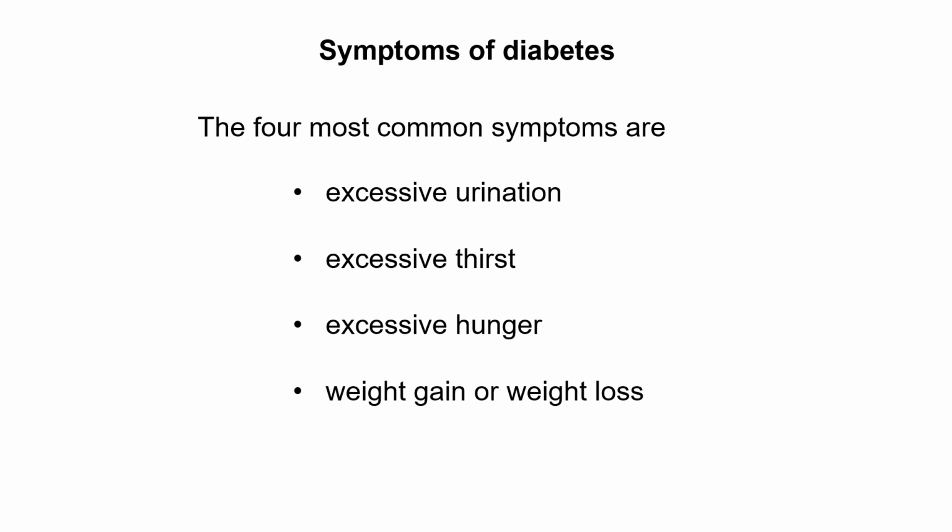And so when somebody has undiagnosed diabetes, it is common for them to exhibit these symptoms: excessive urination and excessive thirst. So they need to pee a lot and they feel thirsty all the time. So the water goes in, the water goes out. They can also feel excessively hungry. They can eat a lot and not necessarily gain weight. They might gain weight, they might lose weight.